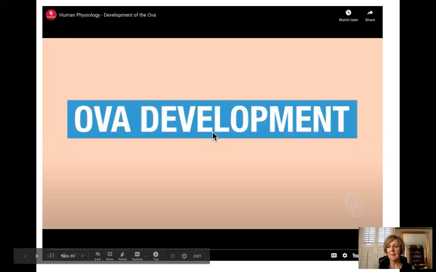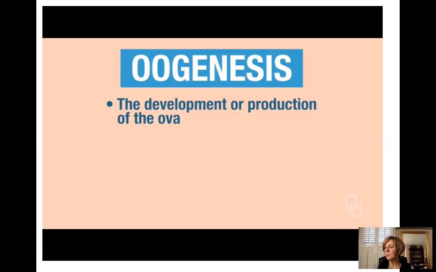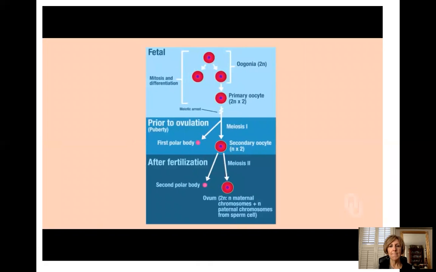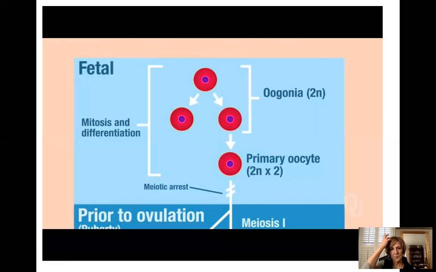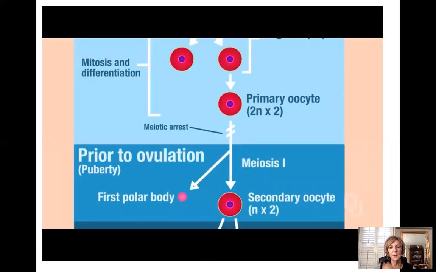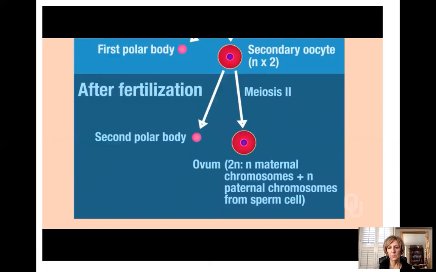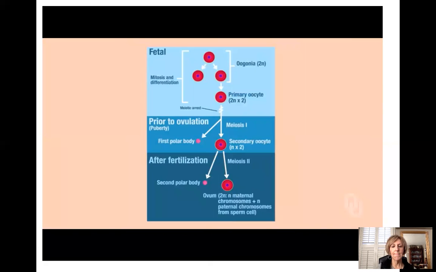In this segment of the female reproductive system, we're going to be discussing the ova and its development. When we talk about egg development, we're really talking about oogenesis. Oogenesis is the development or the production of the ova, which is the gamete for females. Oogenesis actually occurs in 3 different phases. There's the fetal phase of oogenesis. There's prior to ovulation, which occurs at puberty. So this is what starts at puberty. And then there's the third phase called after fertilization. We're going to work our way through each one of these phases.